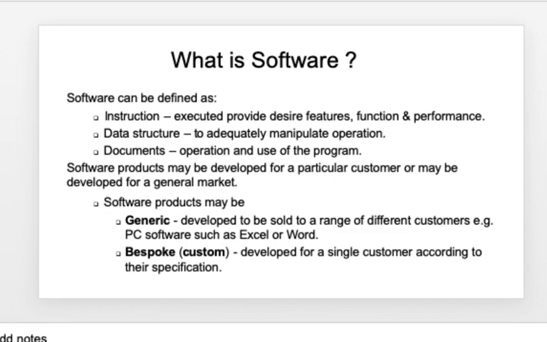Whenever you go for developing software, it could be developed for a particular customer, or you can develop software to be marketed in the general market. So basically, it could be divided into two categories. One is called generic, which means it is developed to be sold to a wide range of customers, for example, MS Office. The next category is called bespoke, otherwise called custom, which is developing software for a single customer according to his specification.